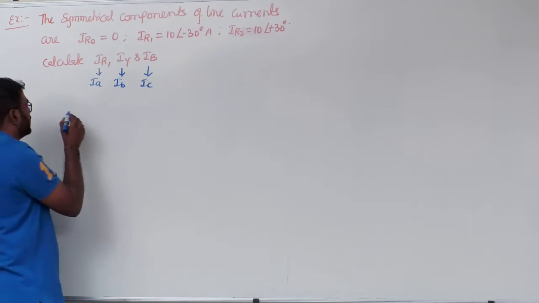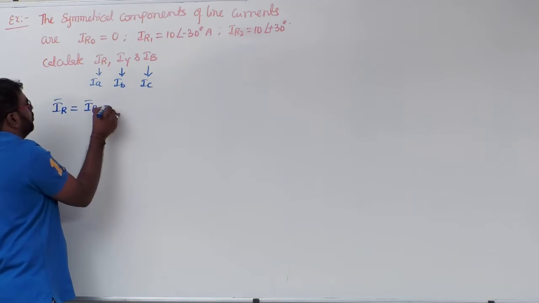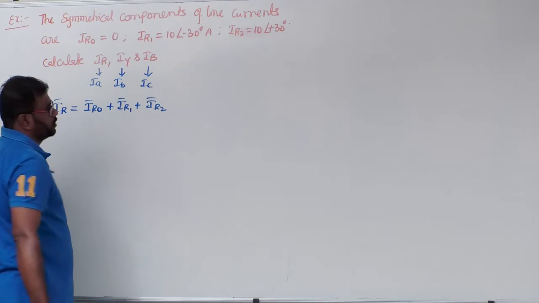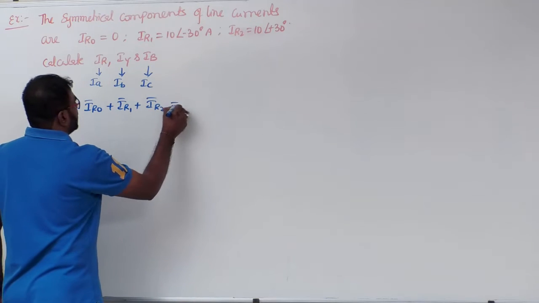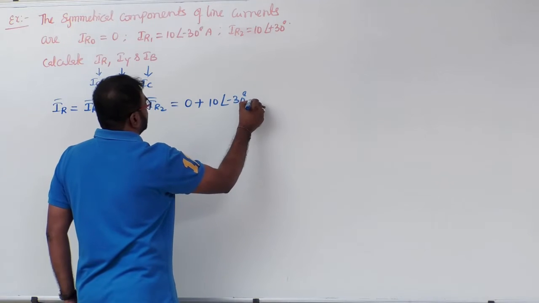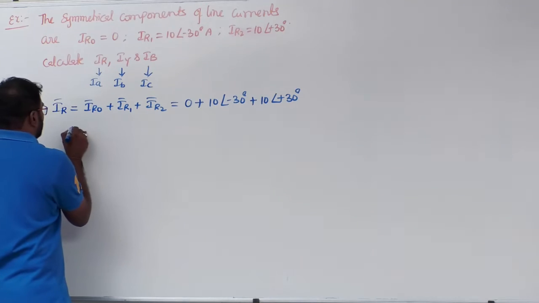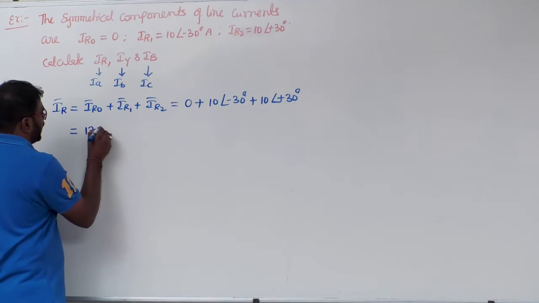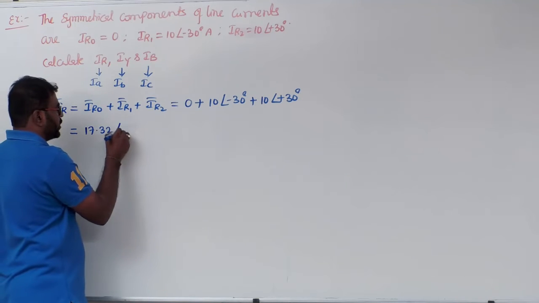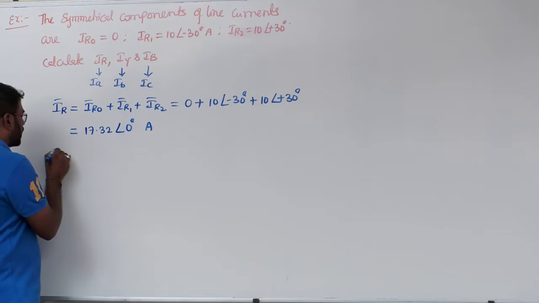Now IR0, IR1 and IR2 are given. I can directly calculate capital IR. What is capital IR? IR0 plus IR1 plus IR2. So if you substitute 0 plus 10 at an angle minus 30 degrees plus 10 at an angle plus 30 degrees and add, we get 17.32 amperes with no phase angle. So 17.32 at an angle 0 degrees amperes. That's about IR.